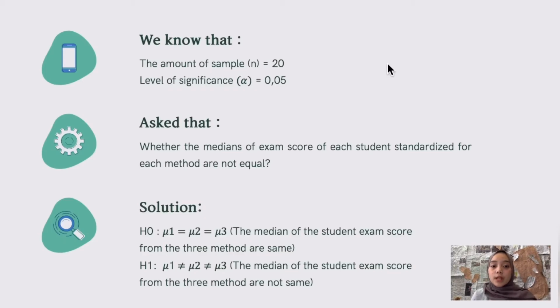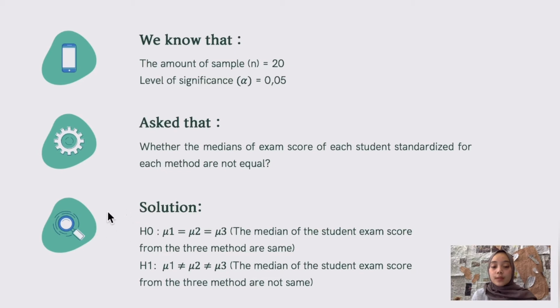From this question, we know that the sample size n is 20, and the level of significance is 0.05. It asks whether the medians of the standardized exam scores for each method are not equal. So this is the solution.